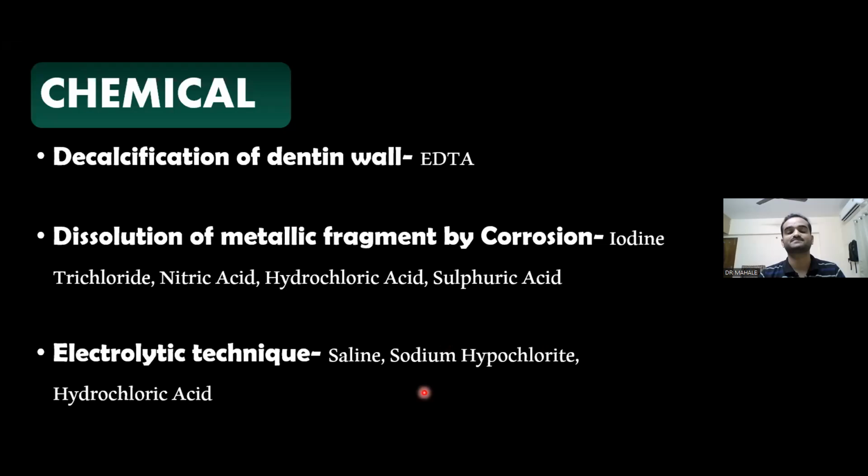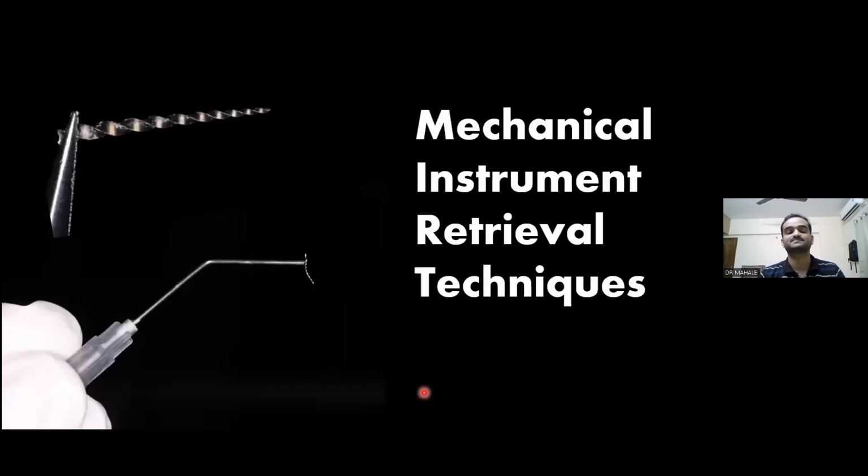These chemical techniques, other than EDTA, are not commonly used because they are time consuming, and any chemical used in the root canal is always harmful to the periapical tissue. Iodine compounds are also known to stain the teeth. So chemical techniques cannot be solely used for instrument retrieval, but they can be used as an adjunct and as preparatory stages.